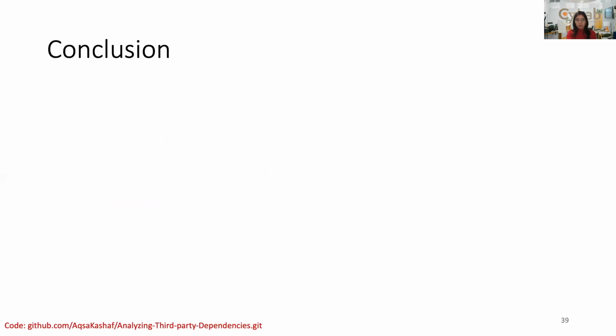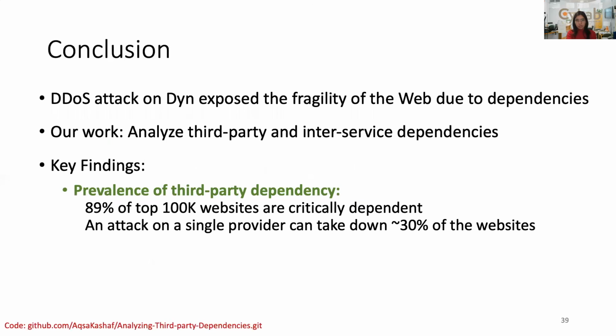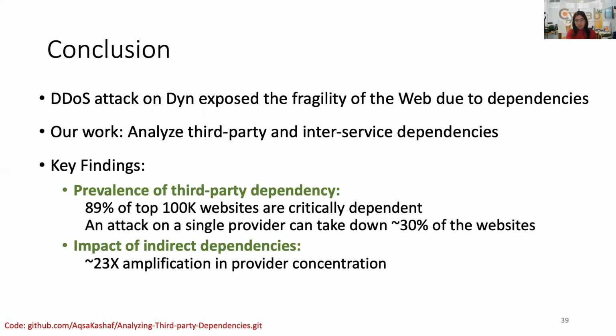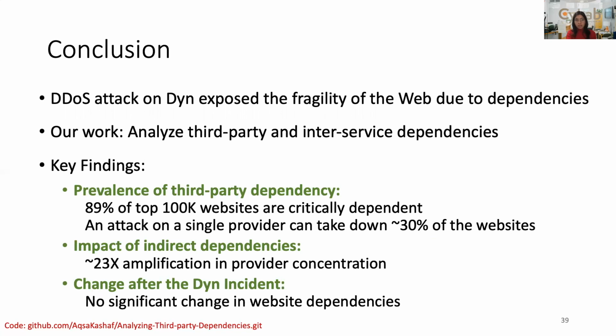To summarize, the DDoS attack on DYN in 2016 raised some questions about the resilience of the internet. In our paper, we try to answer some of these questions, particularly about the prevalence of third-party dependencies and their impact. To do so, we analyze the top 100,000 popular websites. We also look at their inter-service dependencies to get a holistic view. And we identify the potential single points of failure in the internet. We see that third-party dependencies are highly prevalent. Indirect dependencies amplify provider concentration, and we do not see a move away from third-party dependency after the DYN incident.